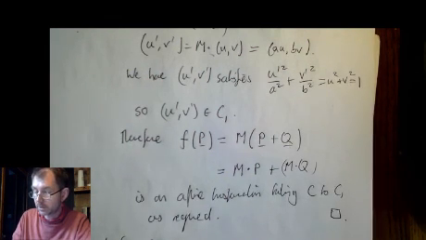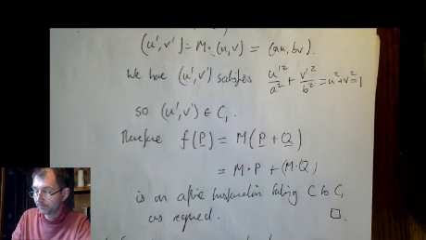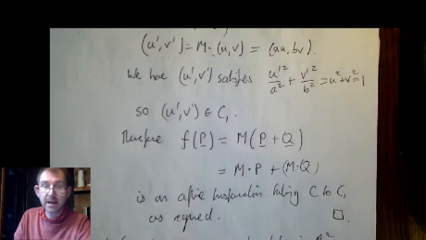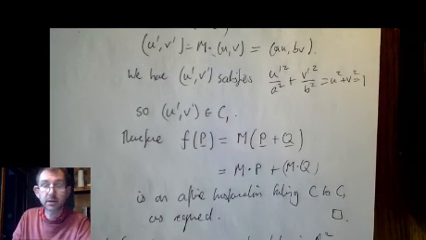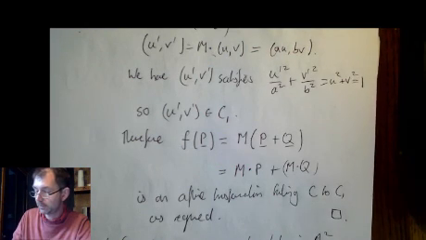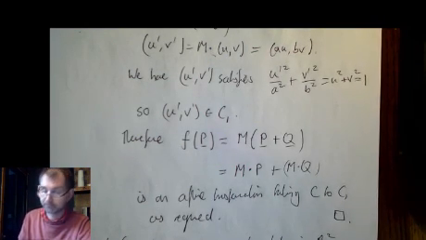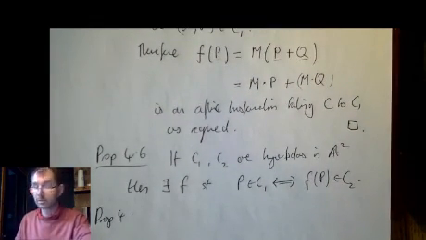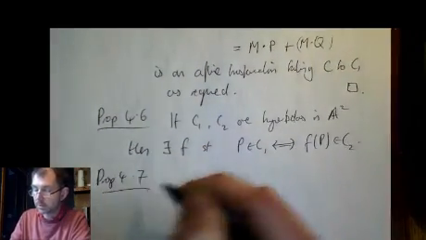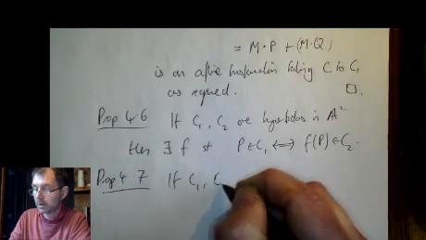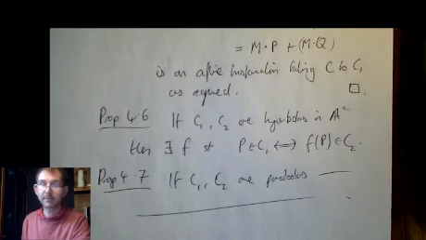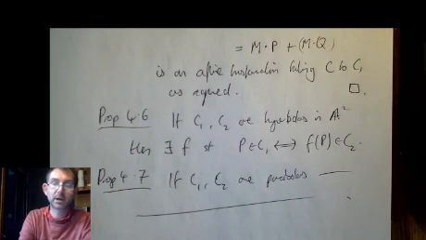if C1 and C2 are hyperbolas in A2, then there exists f such that P is in C1 if and only if f of P is in C2. And proposition 4.7 is going to be just exactly the same thing for parabolas. So our parabolas, and then exactly the same statement. Okay.